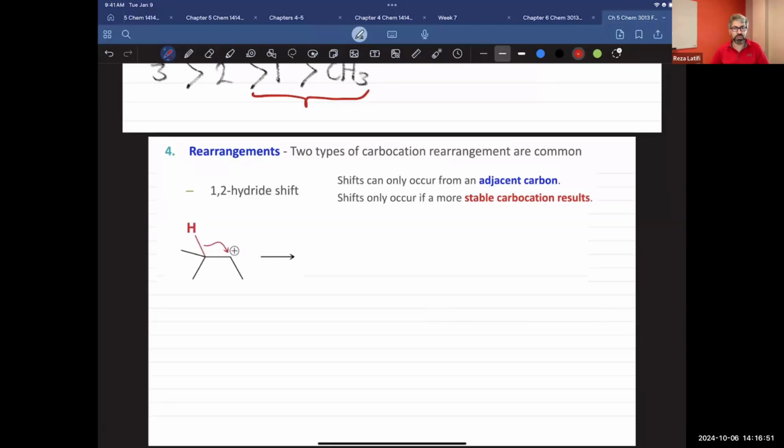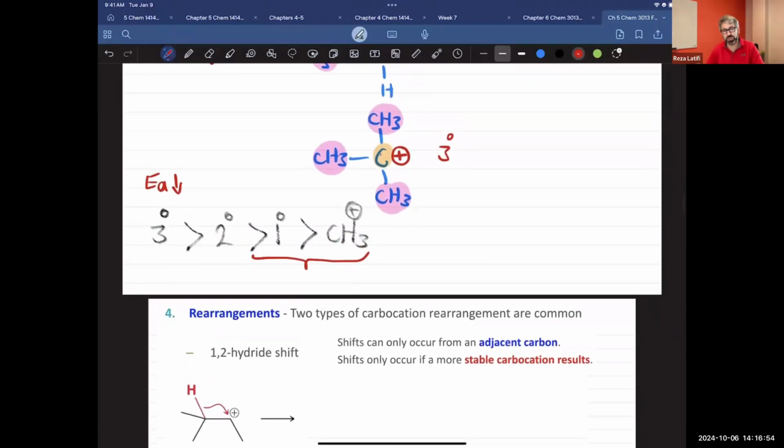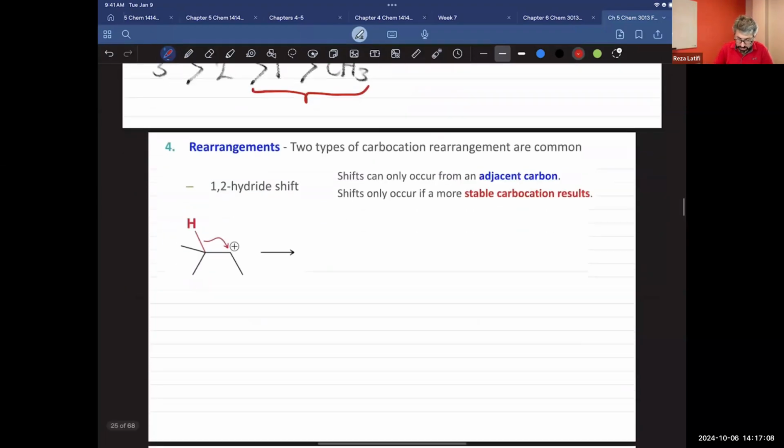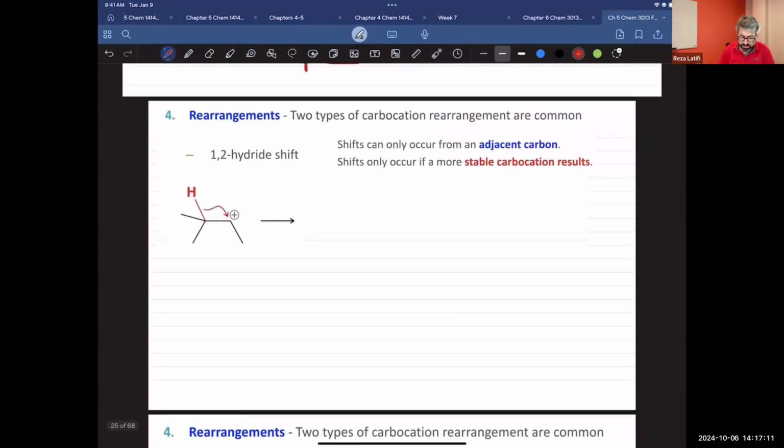Now, if you can rearrange the element in a way to get a tertiary carbon cation, or to get secondary instead of a primary, then do it. Okay, and you can move a hydrogen, or you can move a methyl group, for example. The first one we're going to do is hydride shift. And what's a hydride? Hydride is a hydrogen atom with a negative charge. That's going to be hydride.